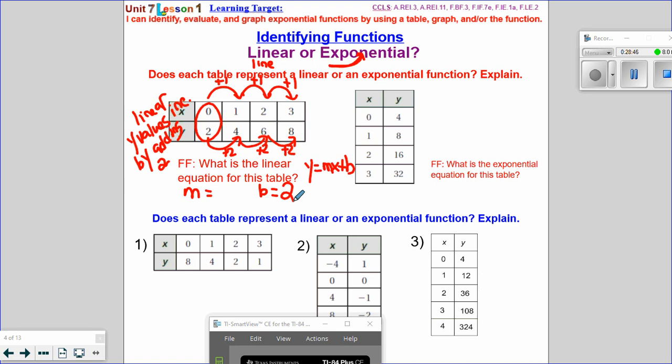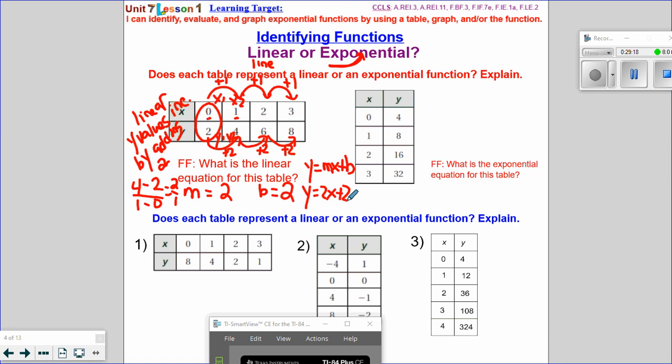But to get the slope, you could just use x1, x2. Just be careful when you label them, y1, y2. So you have y2, which is 4, y1, which is 2, and x2, which is 1, minus 0. So obviously the slope is 2 over 1, and the slope is 2. So the equation of this line is y equals 2x plus 2. And that's how you would do that.